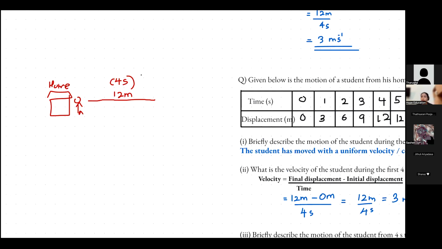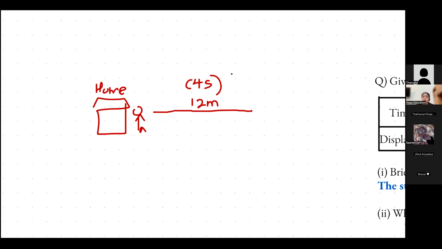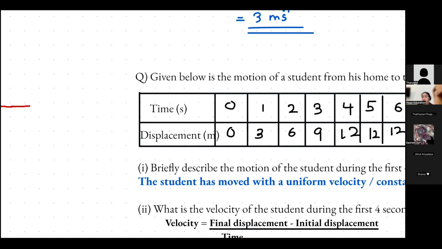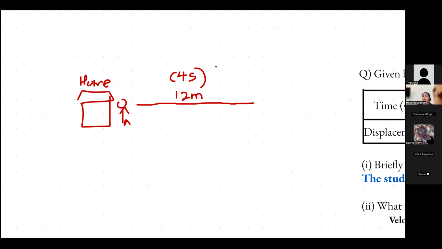Is that clear? What I drew there, is it clear? This student is moving for 12 meters within 4 seconds. Is that clear? 0, 3, 6, 9, 12. Is that clear, Lamai? Come on, quickly tell me. Yeah. From the starting point, this student goes 3, 6, 9, 12, up to 12, and it takes 4 seconds. So he travels 12 meters within 4 seconds.